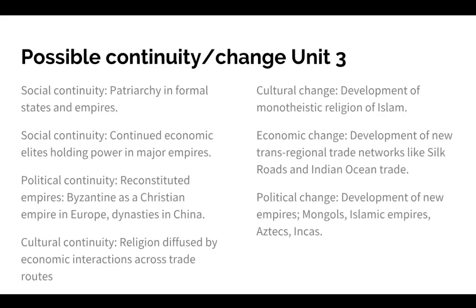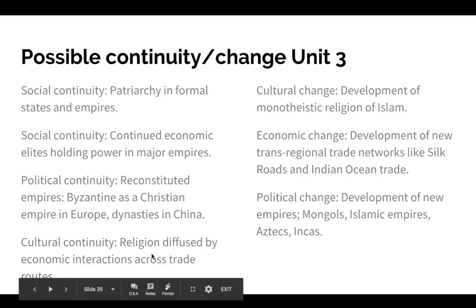So some possible continuities and changes. Again, we're going to have patriarchy and economic elites as social continuities. These reconstituted empires we could consider as continuities because the continuity would be a Christian empire in Europe or a dynasty in China, and the name would be different, but it can be considered a continuity. And then religion is going to be diffused during this entire time period.